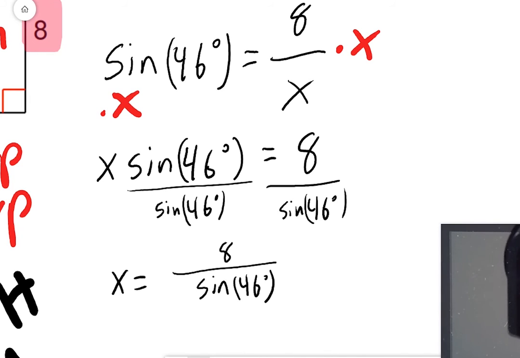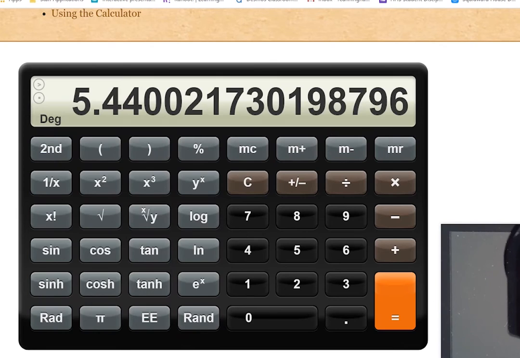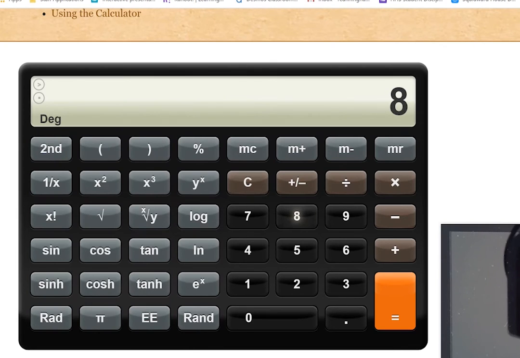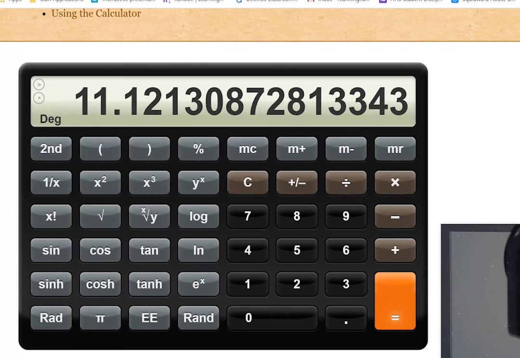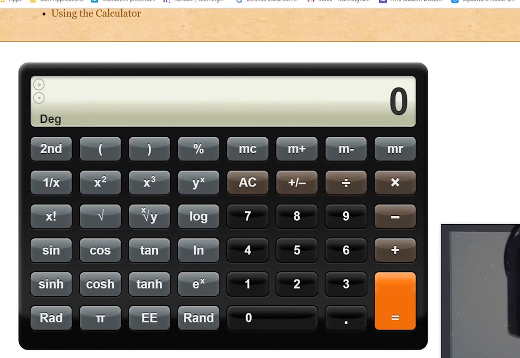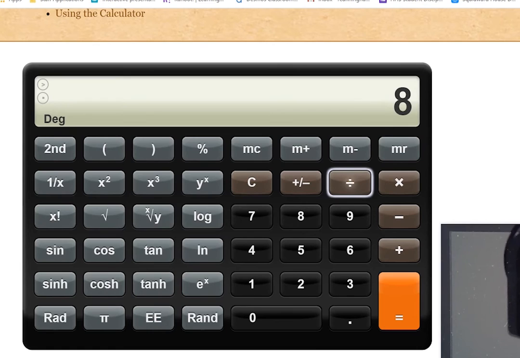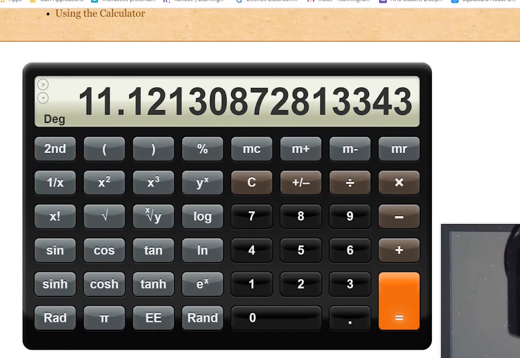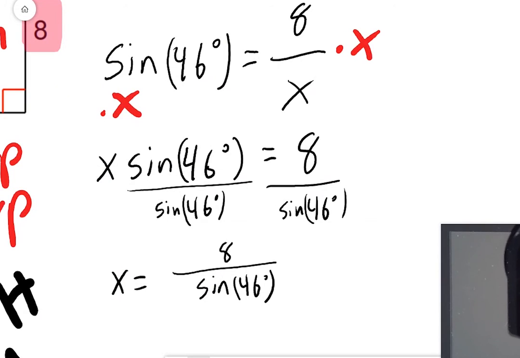Let's go back to the iPhone calculator. 8 over sine 46 degrees. So we would say 8 divided by 46, then we hit sine, then we hit equals. All right, one more time. 8 divided by 46, then the sine button, then the equals button, 11.12. And that's our answer.